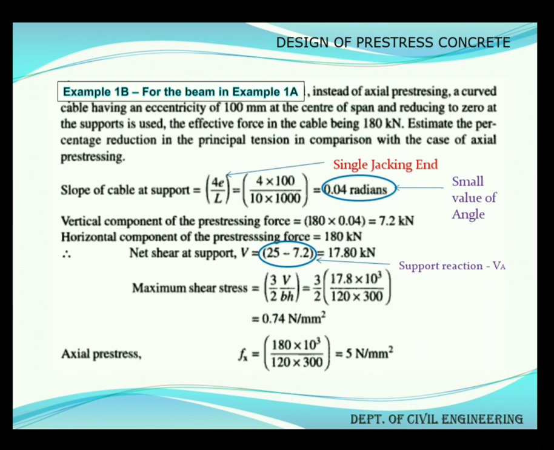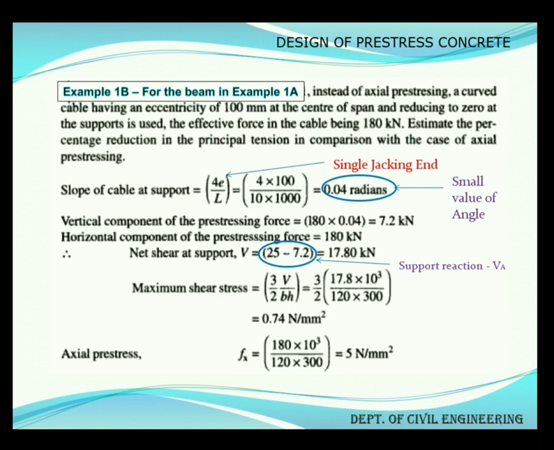Now in the important points mentioned at the starting of the lecture, the second point here comes into importance. So now what we have to find, when the profile is made parabolic, is how the principal stresses vary as compared to when the profile of the cable is straight. That comparison we have to make. So let's start. Now as we have a sloping cable profile, the formula for that cable profile is 4E by L, considering single jacking end, for getting the slope, the slope or angle.